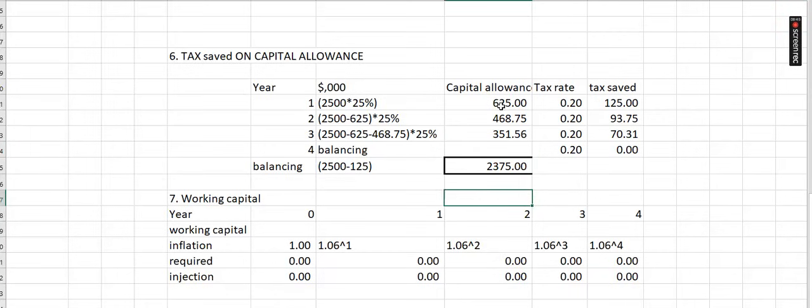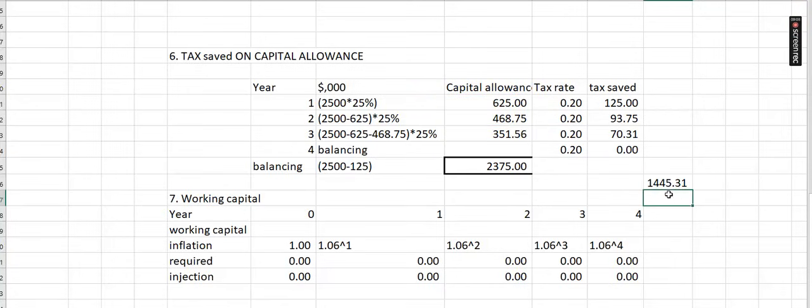Now, to find depreciation for year 4, here we have a gap. What you do is you sum up depreciation for the first 3 years. 625 plus 468.75 plus 351.56. So you sum them up. If we add 625 plus 468 plus 351 is 1445.31. This is the total depreciation for 3 years.